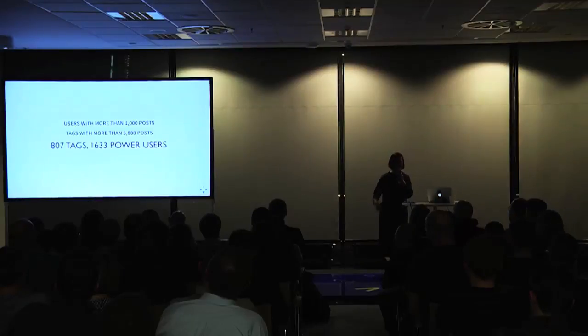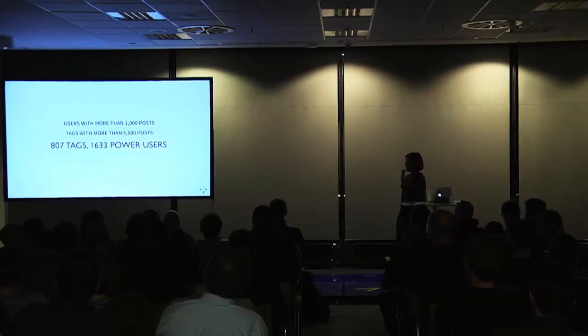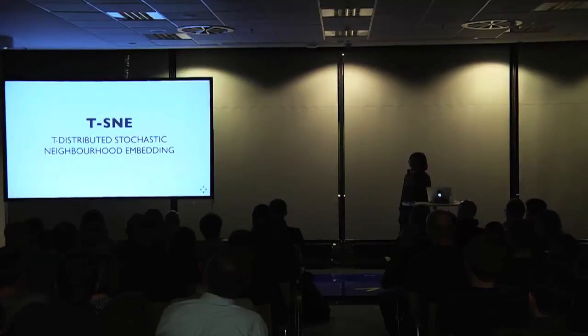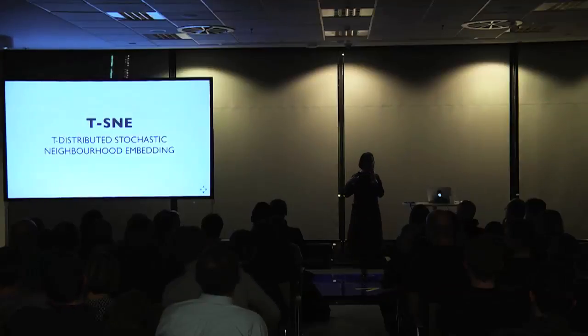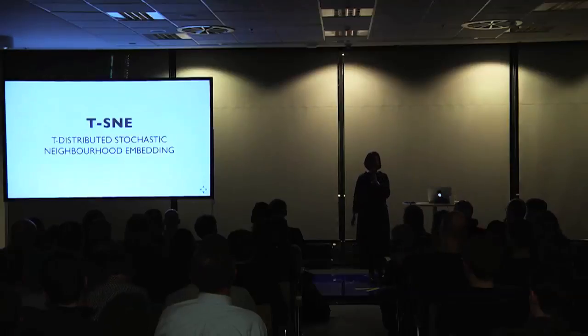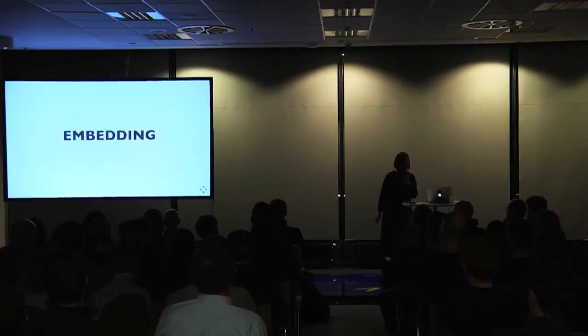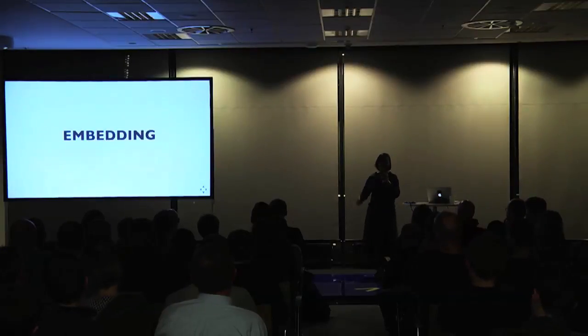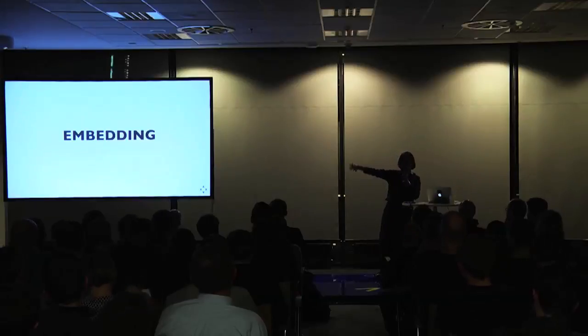And this gave me 800 tags and 1,600 users. So what I did with this very high-dimensional data set is I used a quite complicated method called t-SNE. So I'll just tell you a bit about that. It's the t-distributed stochastic neighbor embedding. It sounds very, very scary, right? The important word is embedding, because it takes the very high-dimensional space and embeds it into 2D.